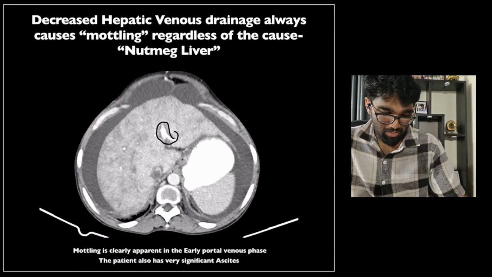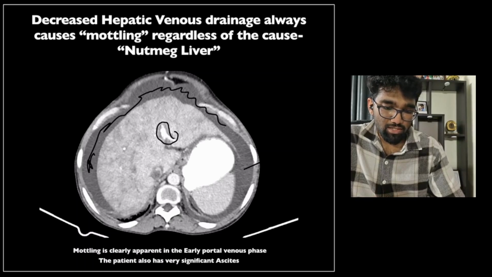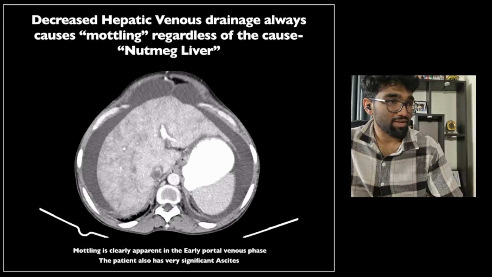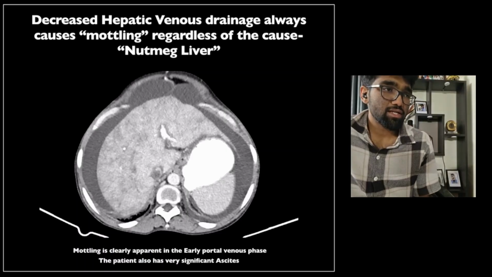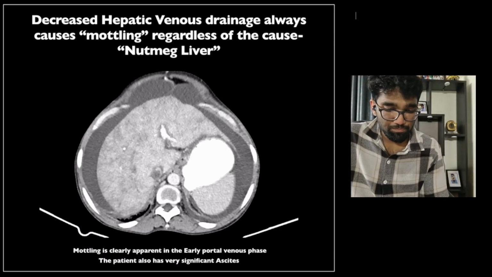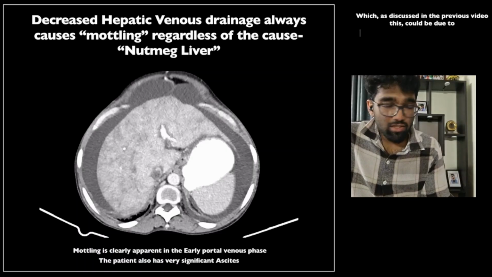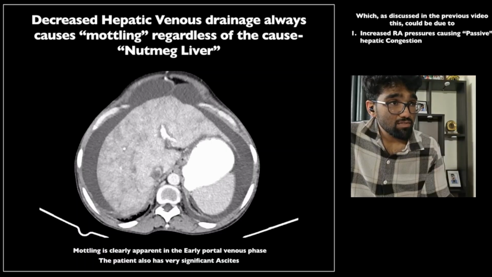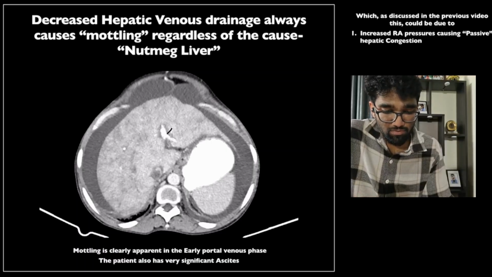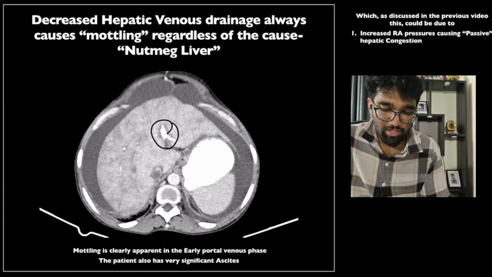Another important thing to notice is this fluid attenuation here. This fluid attenuation within the peritoneal cavity is naturally ascites. So the patient has prominent ascites, again indicating that the patient has a hepatic venous outflow obstruction. This would be due to an increase in right atrial pressure causing passive hepatic congestion, and the presence of this contrast leakage is a little bit indicative of that.